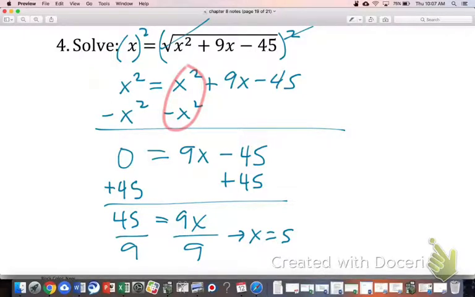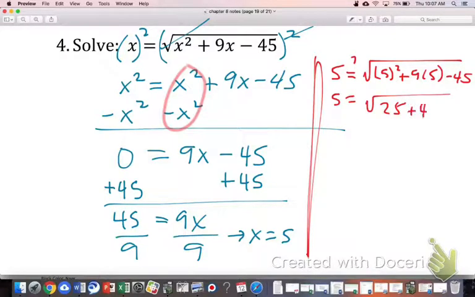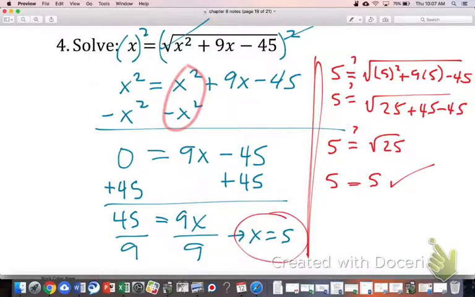Good, good. Okay, so then we got to check these. We always want to check these. Here's what the check would look like. I would write 5 equals the square root of 5 squared plus 9 times 5 minus 45. On the right side, 5 squared is 25. 9 times 5 is 45. And look at that, the 45s add out, don't they? Positive 45 minus 45 is 0. 5 equals square root of 25. And look, it is true. It does check. Therefore, the answer is 5.